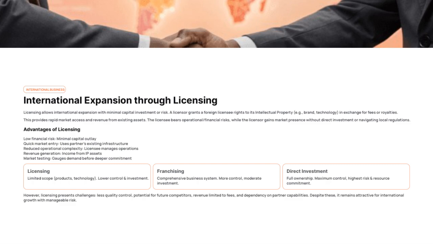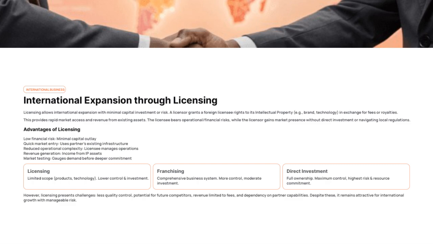Another consideration is that licensing creates a dependency on the partner's capabilities, which can affect your brand and operational standards. Despite these challenges, licensing remains an attractive option, especially for international growth, because it involves manageable risks. It allows a company to expand quickly without heavy investment upfront.